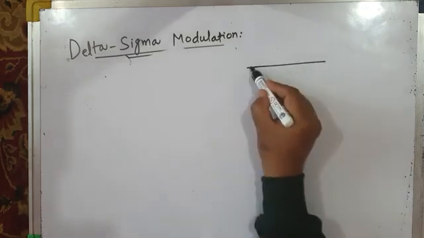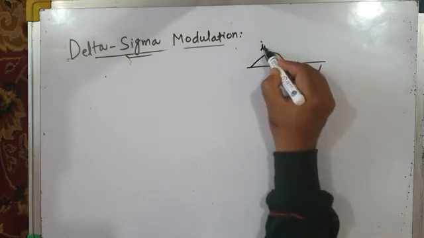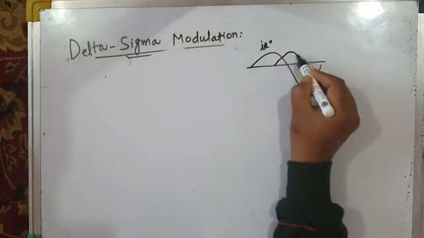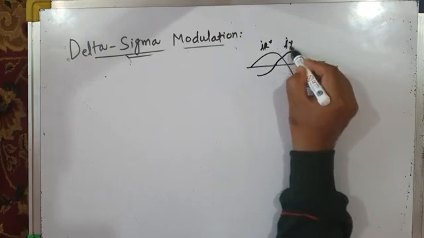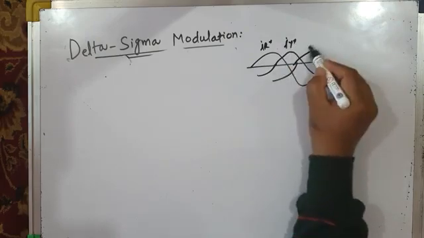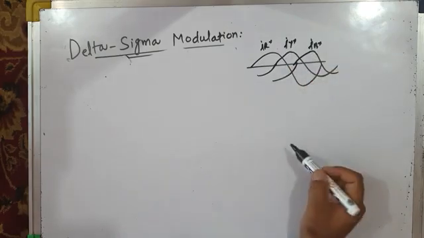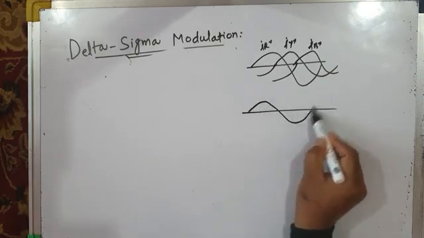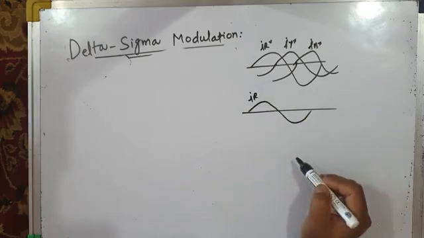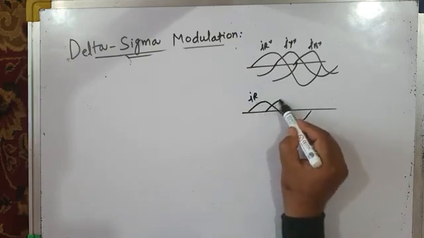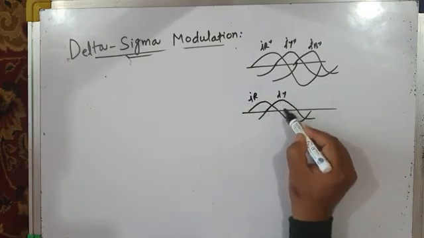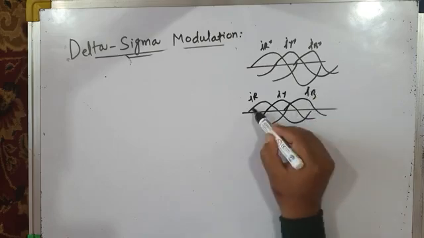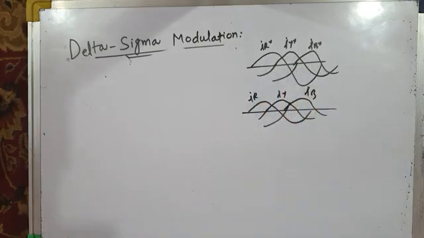We generate the 3 reference currents, say IR star, IY star like this, and IB star. These are our reference currents, and we are making actual load currents follow these currents. This is actual phase current IR, this is IY, and this is IB. We are making them follow these reference currents within a very narrow hysteresis band.